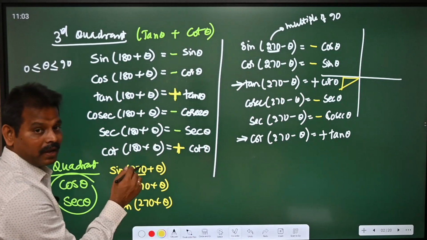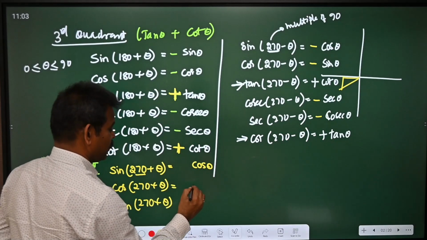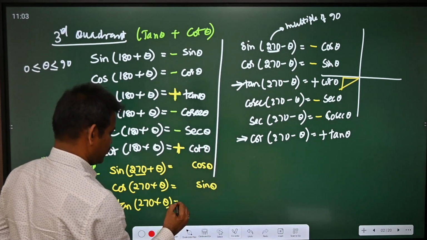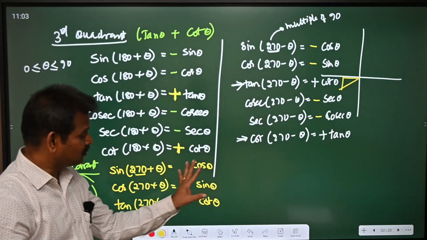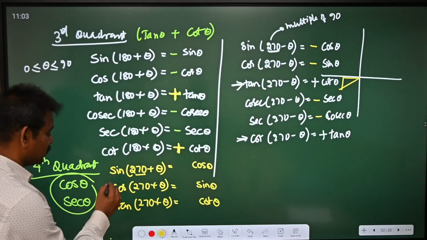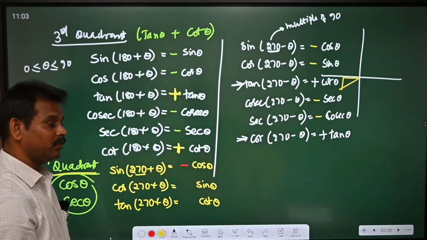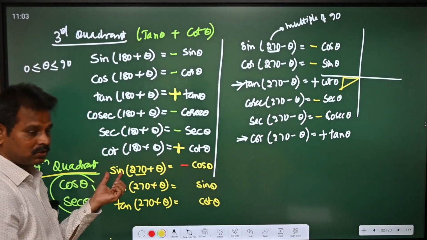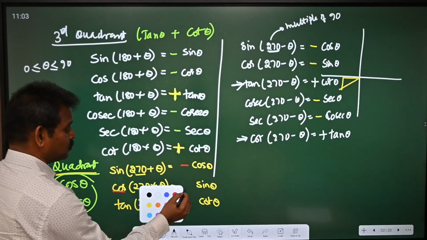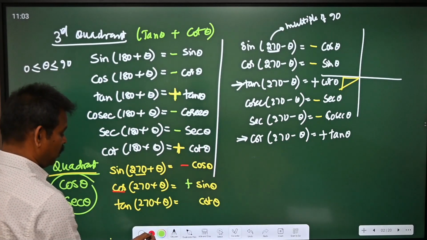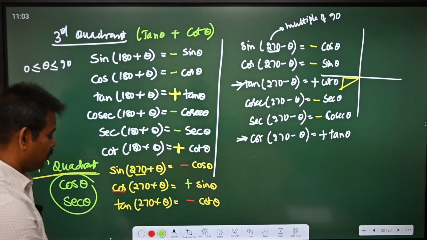Whenever this is a multiple of 90, the ratio will change. This is cos theta, this is sin theta, this is cot theta. But while giving these signs, don't look at this one, look at this. In the fourth quadrant, sin is negative, so this will become negative. Even though the ratio becomes cos, which is positive in the fourth quadrant, we have to check only the original one. In the fourth quadrant, tan is also negative, so this will become negative.